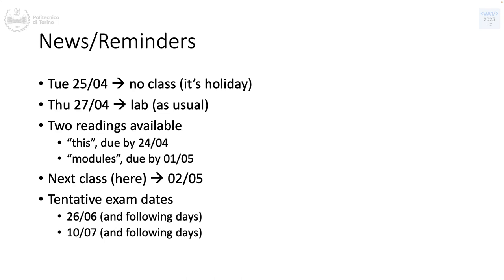So for instance, why you cannot use this dot lastID when you use a database query with an arrow function. There it's explained why it's not working with an arrow function, but it's working with a normal function, for instance. So the next class here will be the 2nd of May.